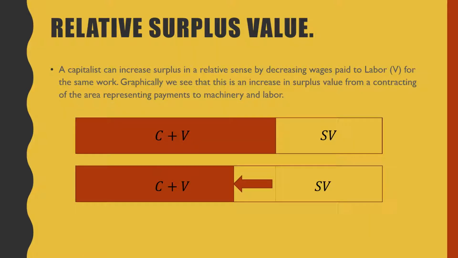A capitalist can increase surplus value in the relative sense by decreasing wages paid to labor, V, for the same work. Graphically, this is an increase in surplus value from contracting the area representing payments to machinery and labor.